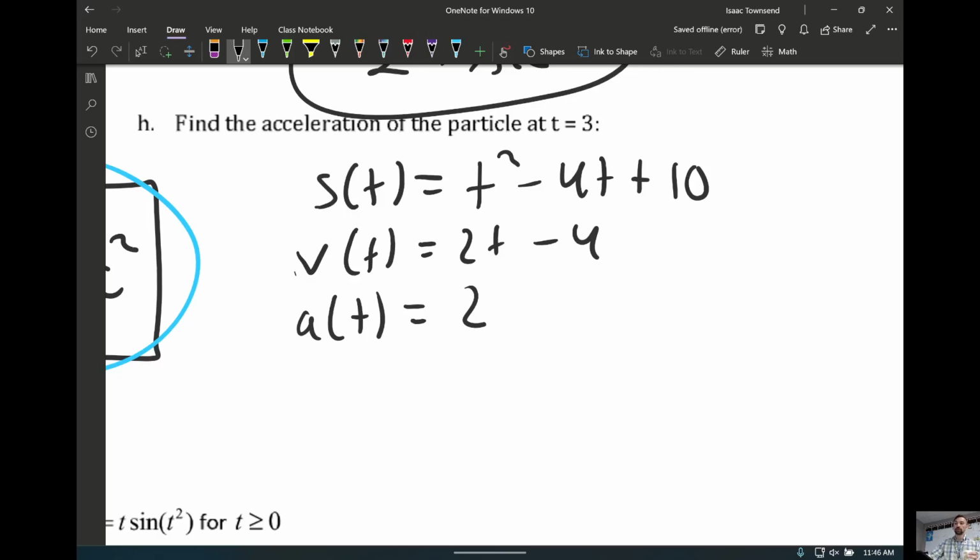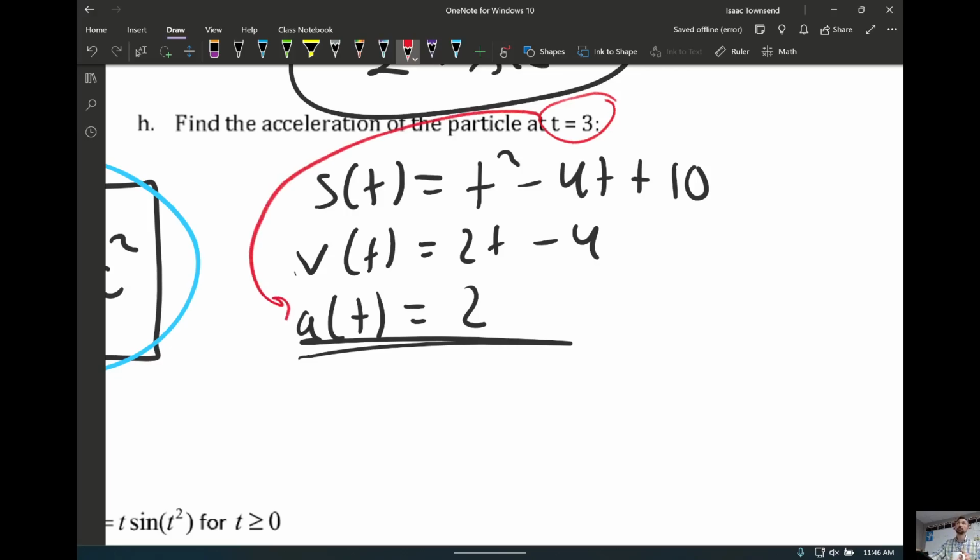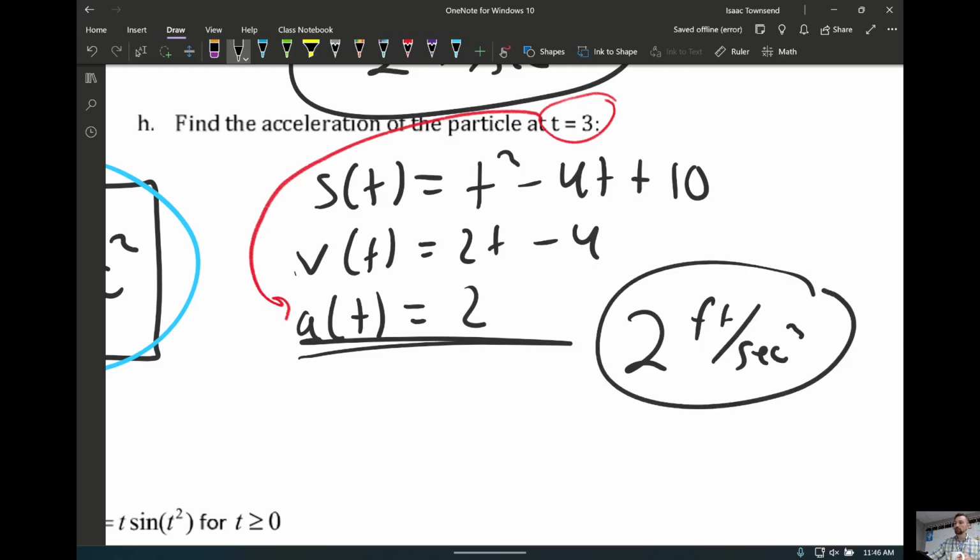Notice I'm just doing power rule here. You probably saw power rule for the first time last class, but it'll be intuitive very soon because we just use it so much. And so this is the equation for acceleration. If I want to know at t equals 3, I try to plug in 3 for t, but there's no place to plug in a t, so the acceleration is always going to be 2. And then this question was feet per second squared.